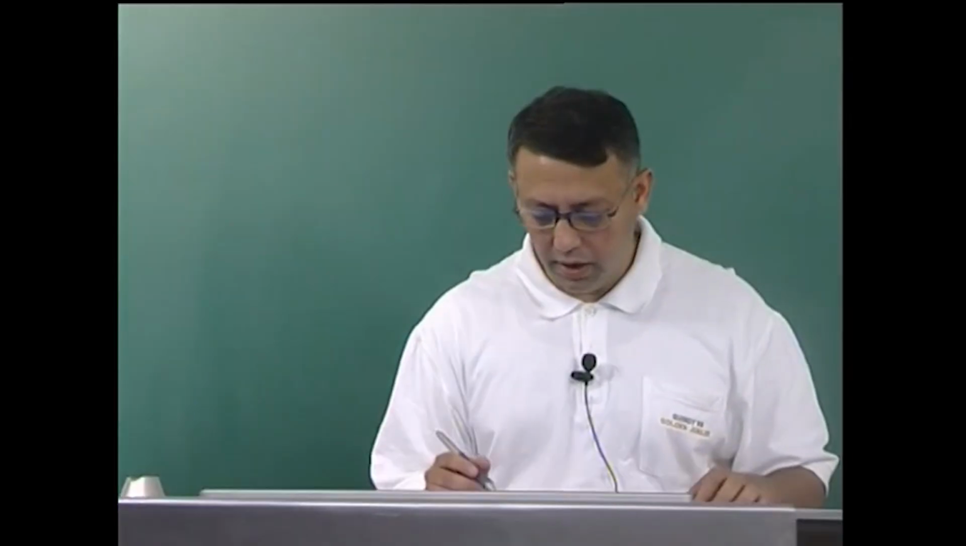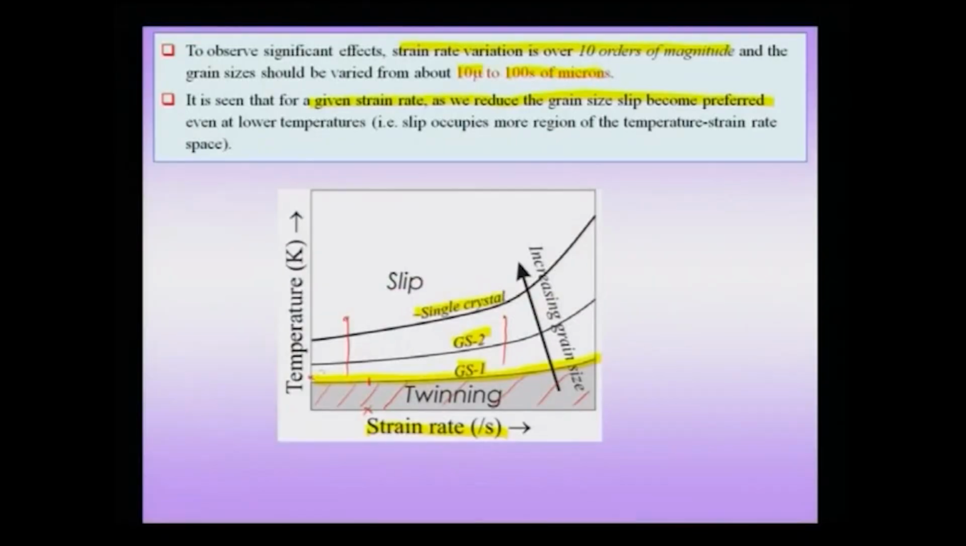Now, suppose I am at a given temperature and I increase my strain rate, which means that I am giving less time for thermal activation to take place, then you observe that the mechanism changes from slip to twinning. So, it is the same for other grain sizes. If you increase the strain rate, then you cross this line, and that means you actually go from slip to twinning as you increase the strain rate.